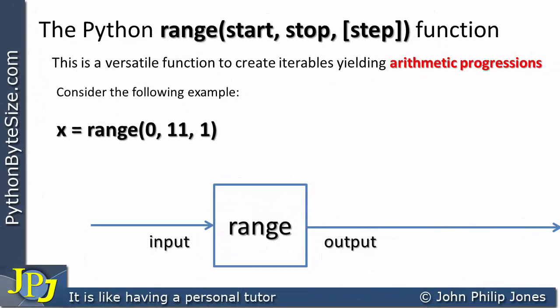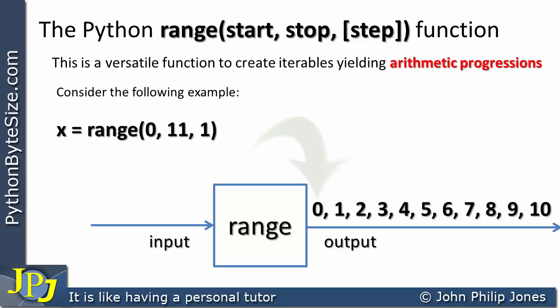For the example shown here, the inputs to the range function will be the 0, which is the start value, the 11, which is the stop value, and the 1, which is the step. That goes into the range, and this is what we produce at the output: the 0, the 1, the 2, the 3, all the way up to the 10. We start at 0 because this is the start value. We then go to 1, 2, 3, 4. You can see we're counting up in steps of 1 because this is saying precisely that.